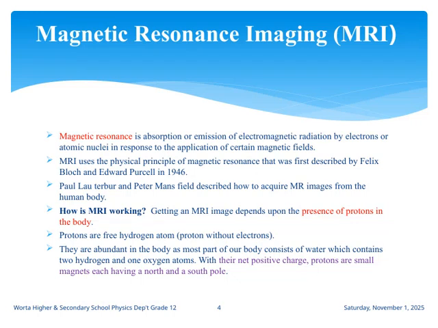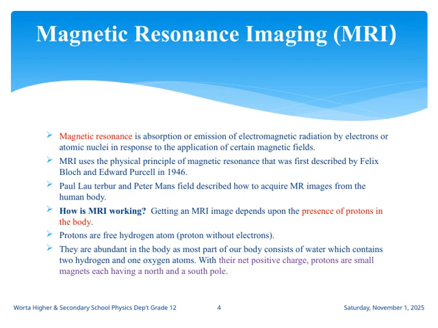Magnetic resonance involves the absorption or emission of electromagnetic radiation by electrons or atomic nuclei when certain magnetic fields are applied. This principle forms the foundation of MRI technology. Interestingly, the physical principle of magnetic resonance was first described by Felix Bloch and Edward Purcell back in 1946, which was a major breakthrough in physics. Later, Paul Lauterbur and Peter Mansfield developed methods to acquire detailed MR images of the human body, turning this physics concept into a powerful medical imaging tool.